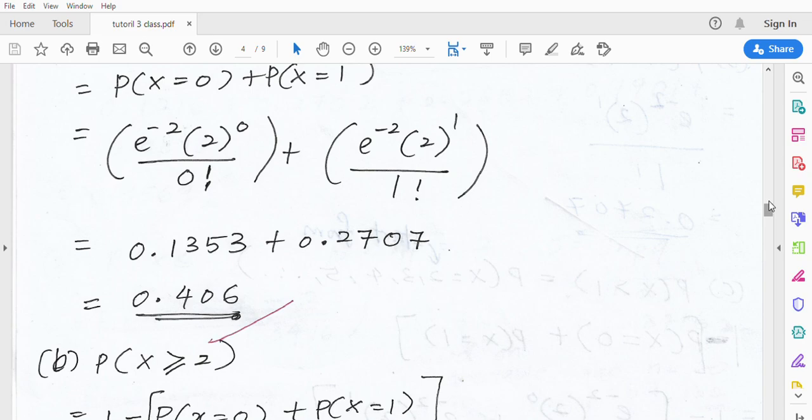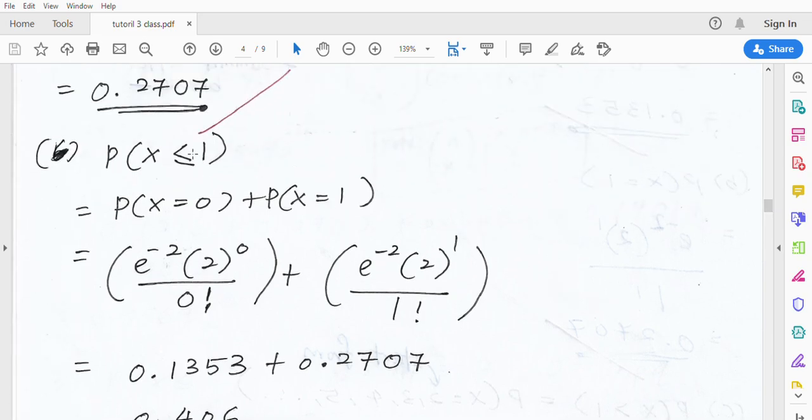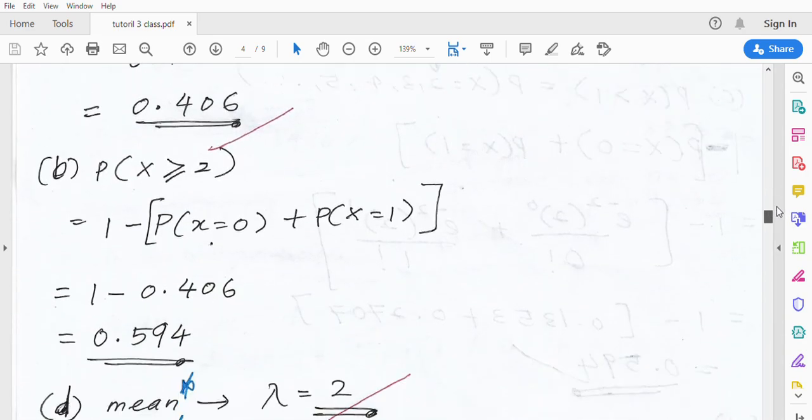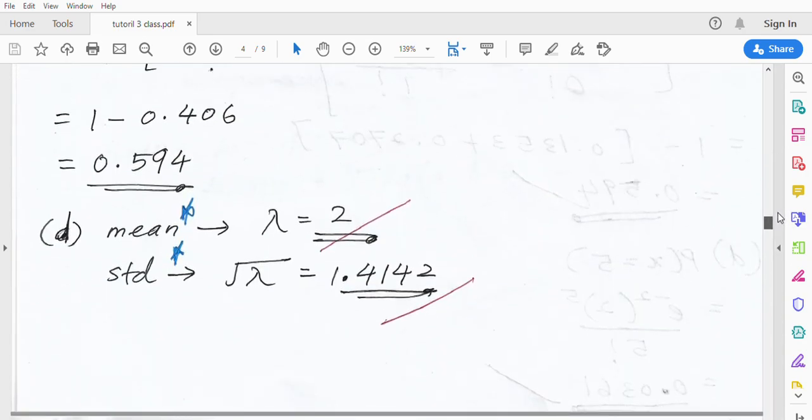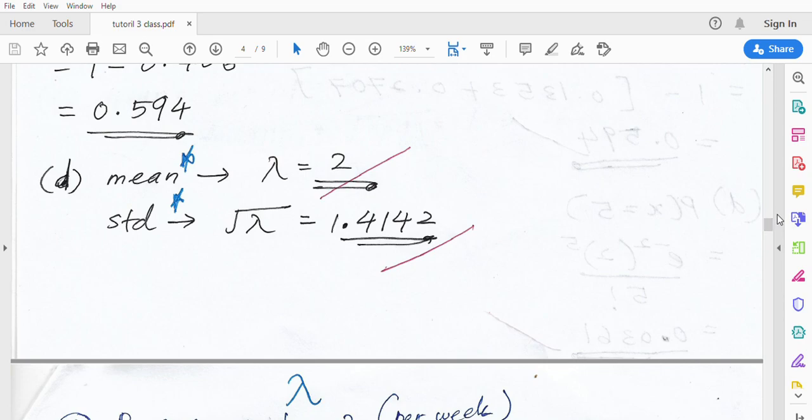And C is a child will sustain at most 1 injury during the year. At most 1 injury, so we use less than or equal to 1. So 0 and 1, we find the probability by using Poisson, and we will get 0.406.